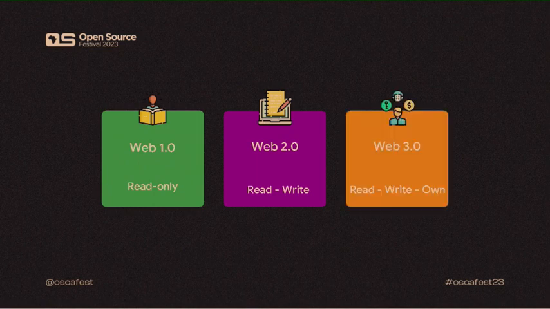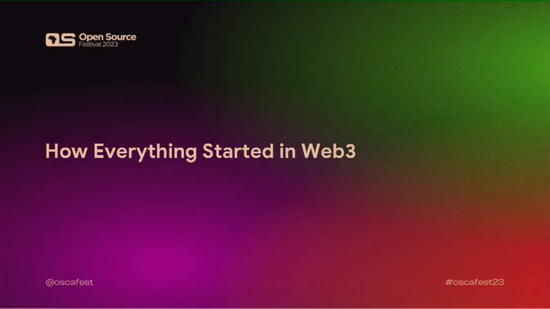So we gradually move on. Instead of talking about just read and write, we then move on to reading content from the internet, writing content to the internet, and now owning them. And the Web3 phase here is the third iteration of the internet, which is powered by the blockchain.